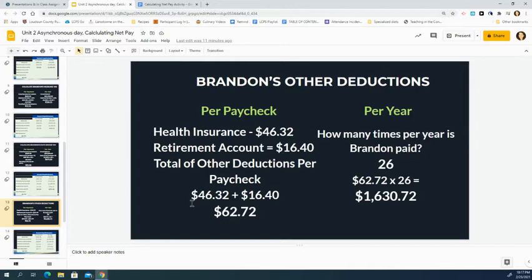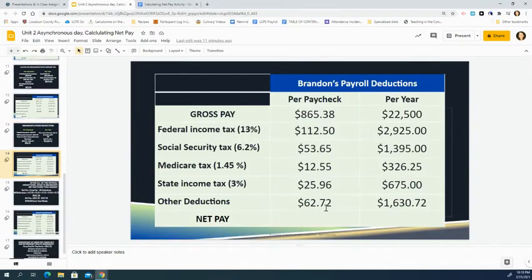Now, you might be saying, well, how do I do that for calculating for the whole year? If he is paid every 2 weeks, that works out to 26 paychecks in an entire year. So $62.72 times 26 is $1,630.72. So we can add that into the chart.